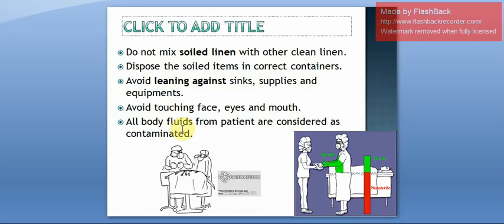Next, all the body fluids of the patient should be considered as contaminated. So if at all you come in touch with any of these, what you have to do is immediately perform thorough hand hygiene. So this is particularly about medical as well as surgical asepsis. In detail, you can study again in your foundations.